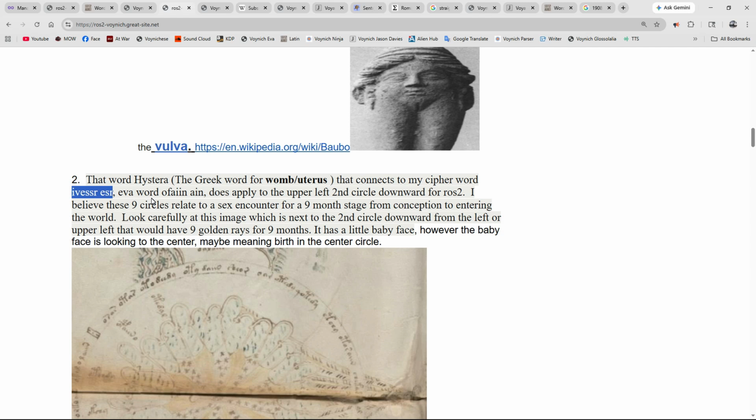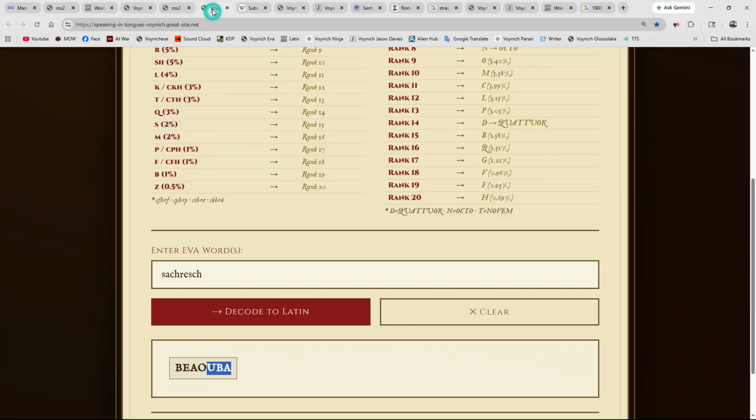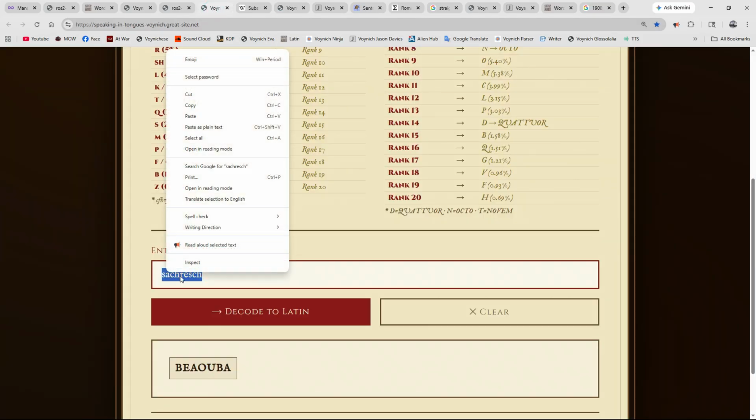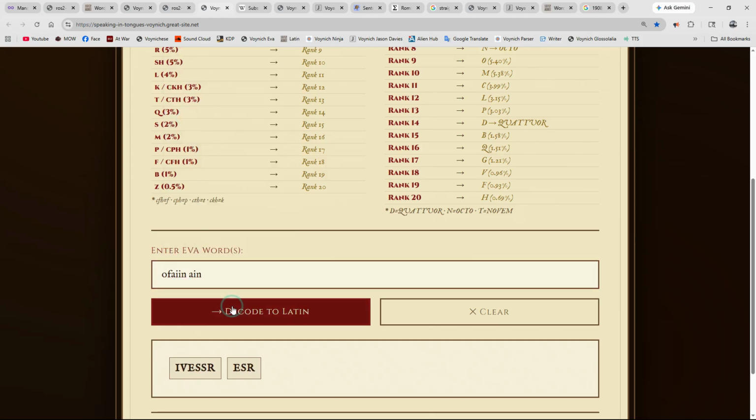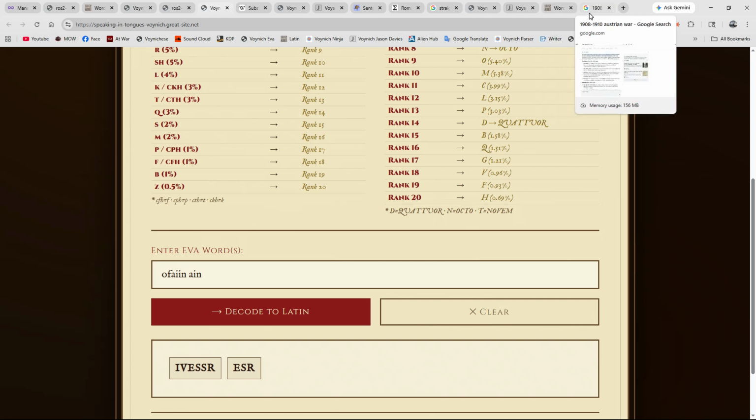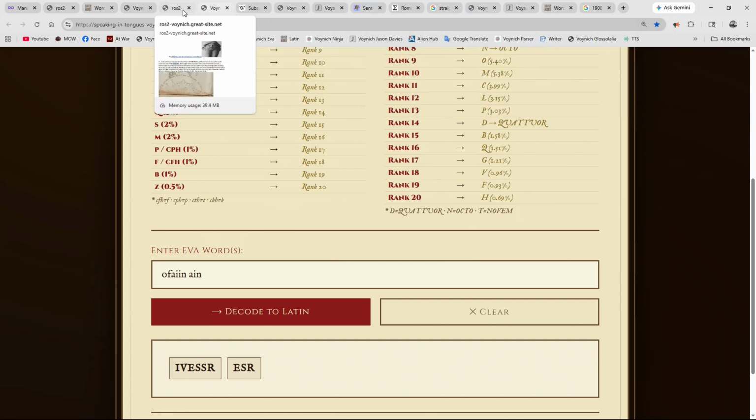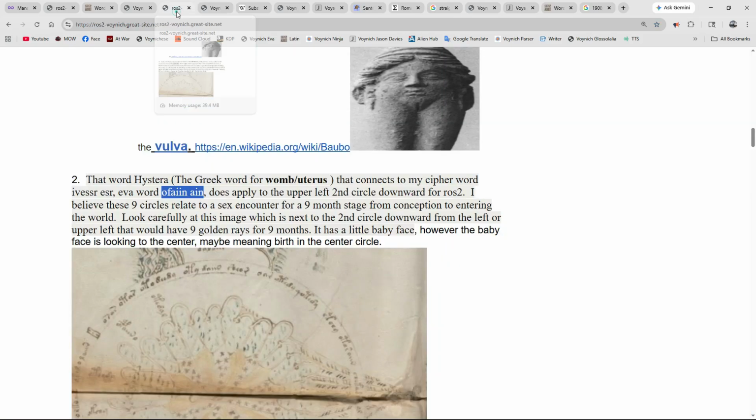The Eva word is often ain. Excuse me. And then we'll paste, often ain, Iva Esser. So that's how I got hystera. And hystera, if we look that up, and these are word puzzles, so I'm just going through the word puzzles with you. Hystera means the Greek word for womb, uterus. So that's where the baby's conceived.